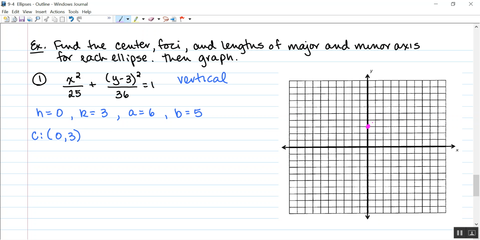Okay, I know that a is 6. That's going to be half of my major axis, and since this is vertical, that means I'm going to go up 6 from my center, and I will go down 6. Okay, that's my major axis, which is vertical. My minor axis is 5, so I'll go out 5 in each direction. Okay, I could actually draw it now.